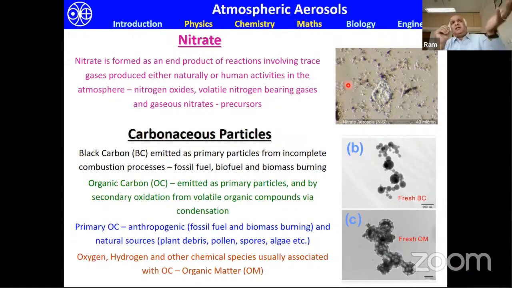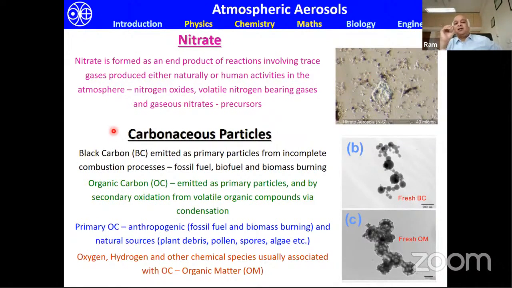The vegetation and the soil and the fertilizers that are used inject a large amount of these nitrogen oxides, and the vehicular and industrial emissions also inject a large amount of nitrogen oxides and volatile nitrogen-bearing gases. The other species that is gaining interest in recent decades are the carbonaceous particles, which are of two types. One is black carbon and the other is organic carbon.